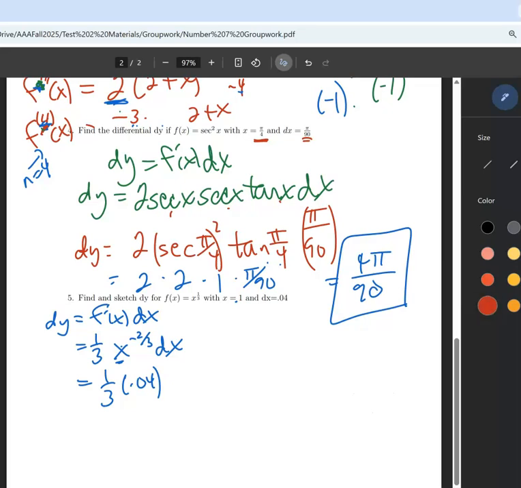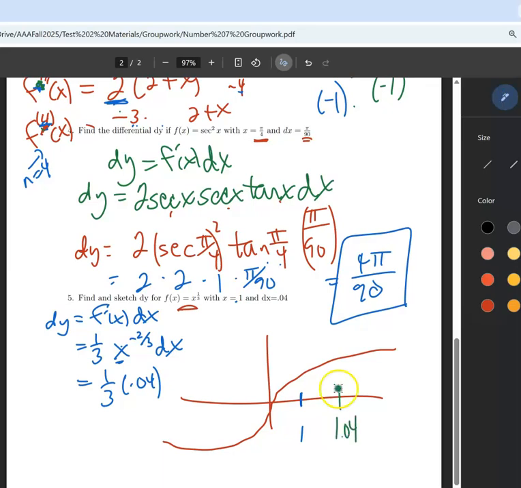So what does it look like? Okay, so first let's draw the function. x to the 1/3 looks like that. I'm going to put x equals 1 here, and I'm going to make it really exaggerated. So here's 1.04. We draw the tangent line at 1. And then the dy is the change in the y values on the tangent line, so between here and here. This height distance right there is dy.